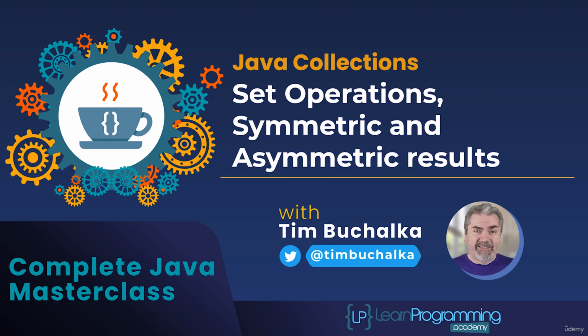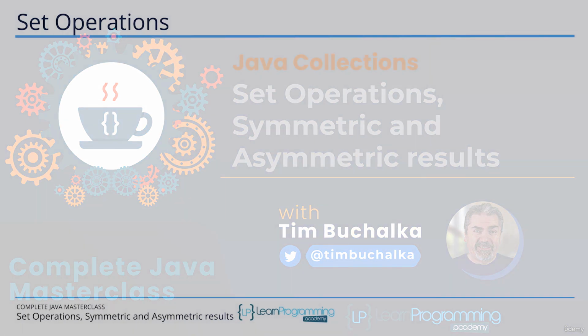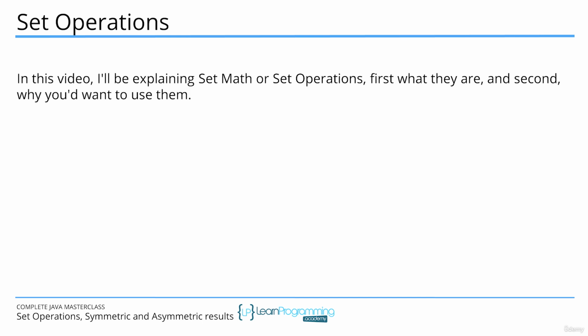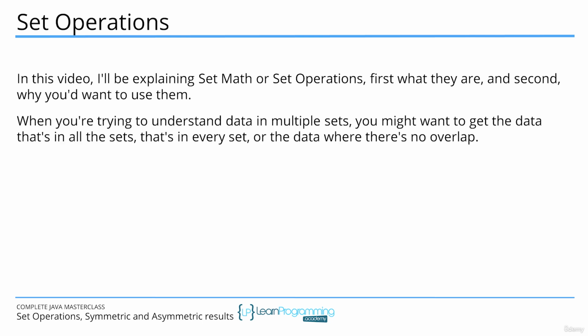In the last video, I used a hash set to control what went in a set and what didn't by manipulating the equals and hash code methods. In this video, I'll be explaining set math or set operations, first what they are, and second, why you'd want to use them. When you're trying to understand data in multiple sets, you might want to get the data that's in all the sets, that's in every set, or the data where there's no overlap.